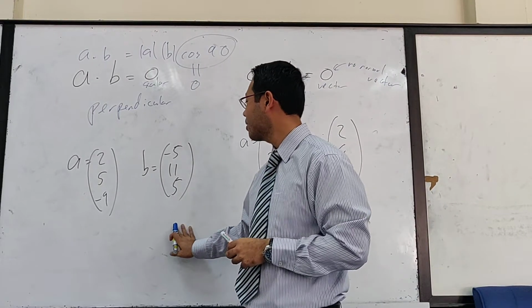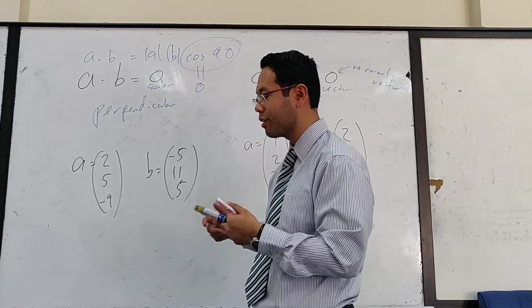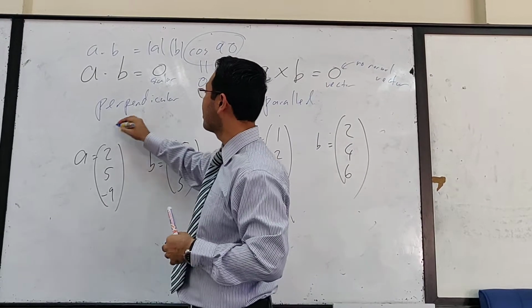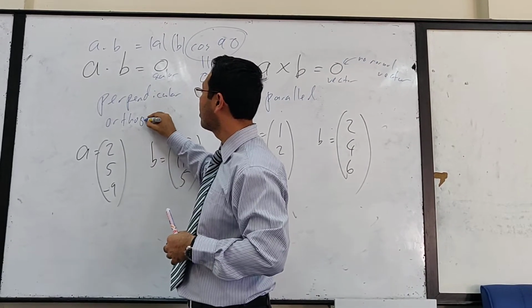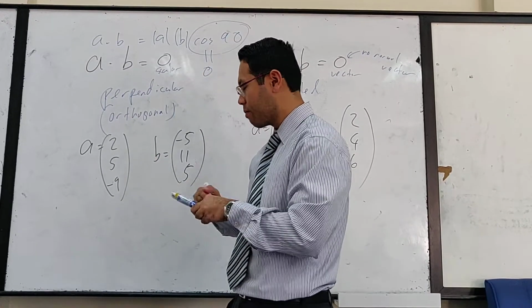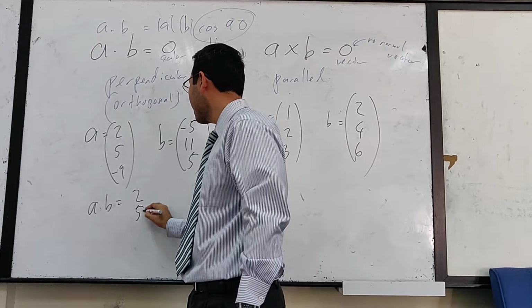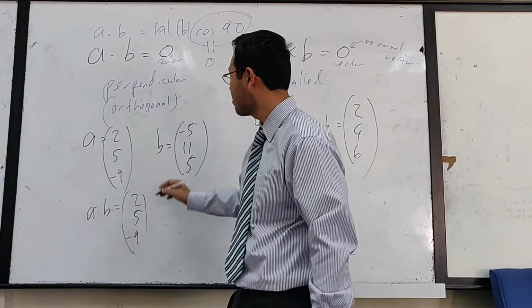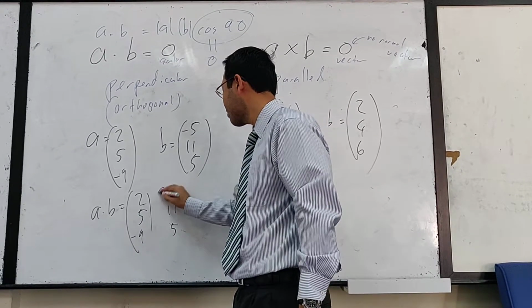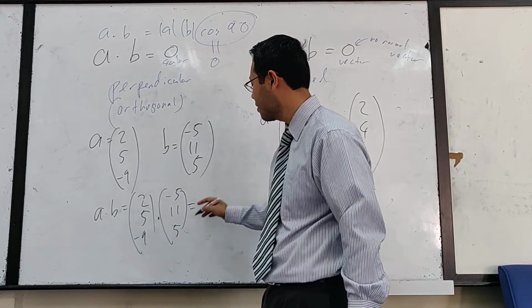Okay, alright. So, just for example again, if you want to show this is orthogonal or perpendicular, the other name I just mentioned is orthogonal, we use A dot B. So simply A dot B, let's say this is your example, A is 2, 5, negative 9, B is negative 5, 11, 5. Dot it up. This is a scalar.